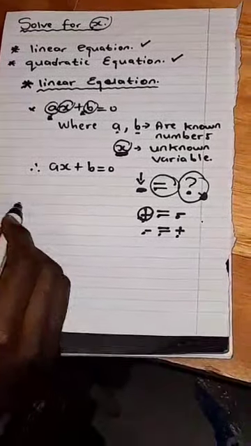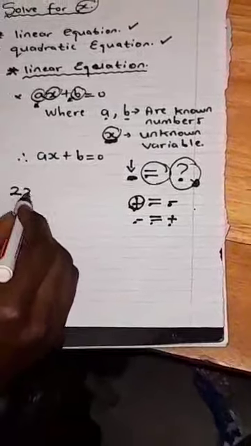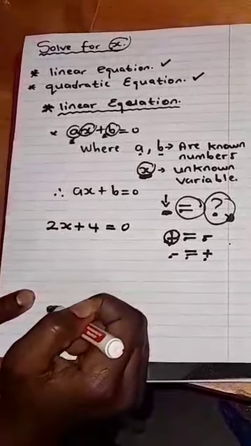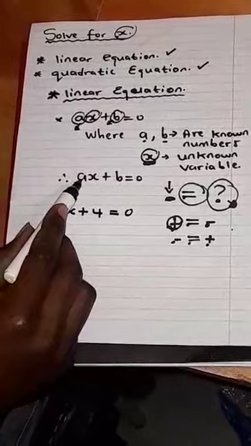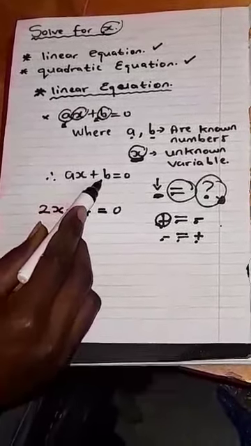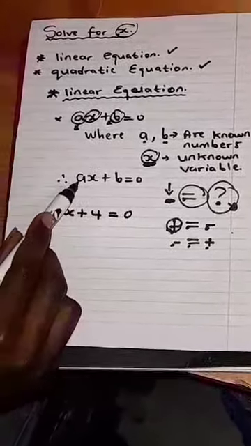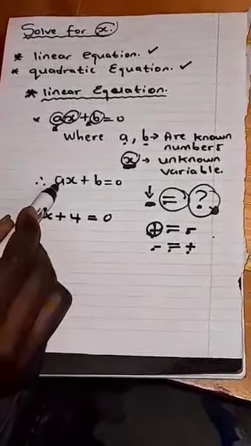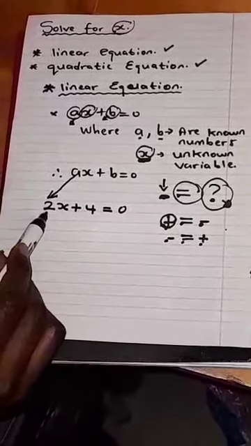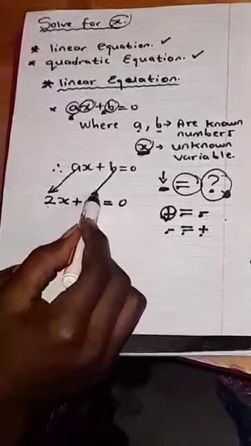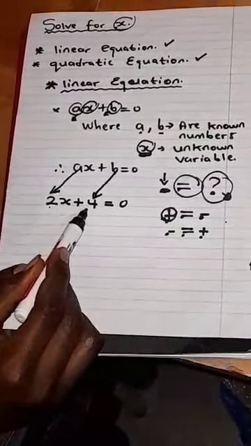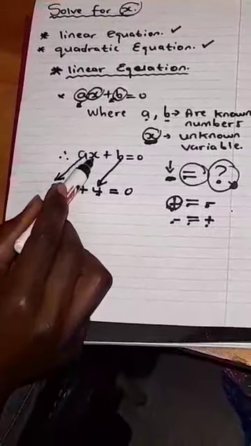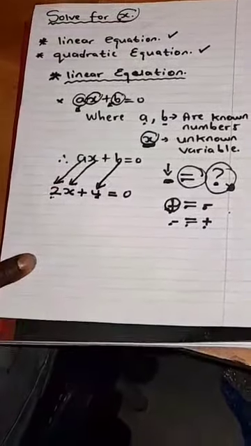So let's take, when we solve for x, 2x plus 4 is equal to 0. When you see this form of solving for x, ax plus b is equal to 0, and we said a is a known number, which means now we have 2. This a now stands for 2, and this b now stands for 4. So a is a known number, b is a known number. But this x is an unknown variable.